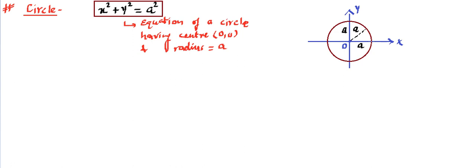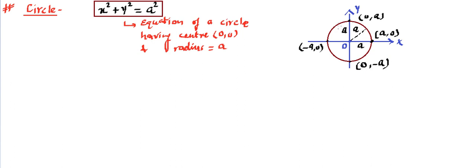Now there are certain points. If somebody asks what is the coordinate of this point, we can say you have to move in the direction of x by a, and nothing in the direction of y, so a comma 0. Similarly, you can answer this coordinate as 0 comma a. Similarly, this coordinate is going to be minus a comma 0, and this is going to have a coordinate which is 0 comma minus a.